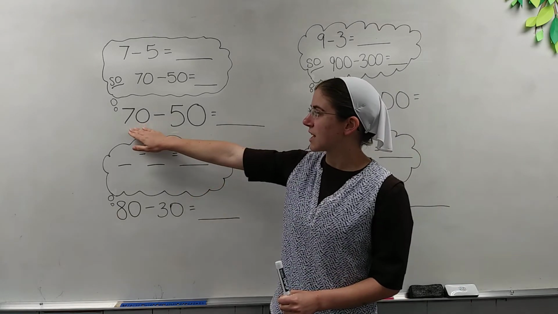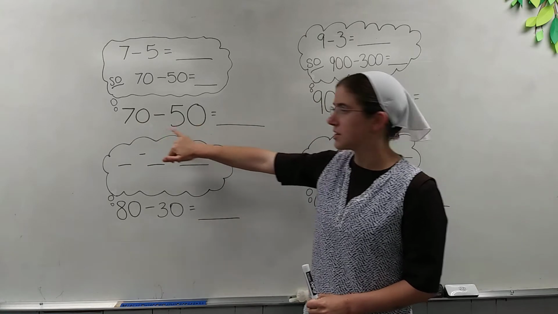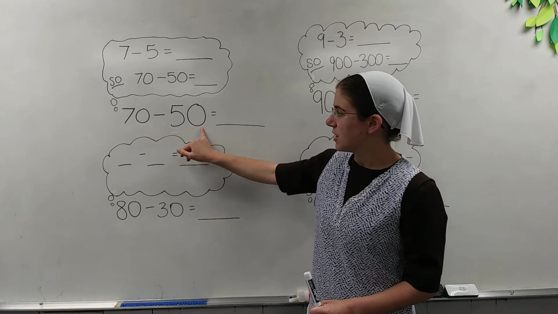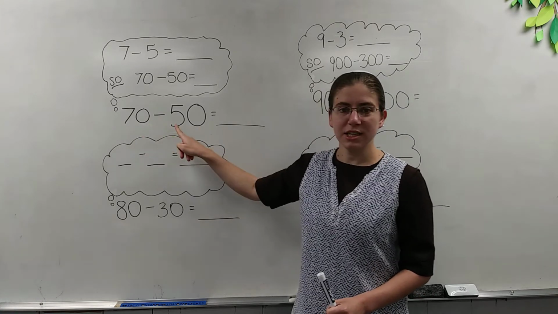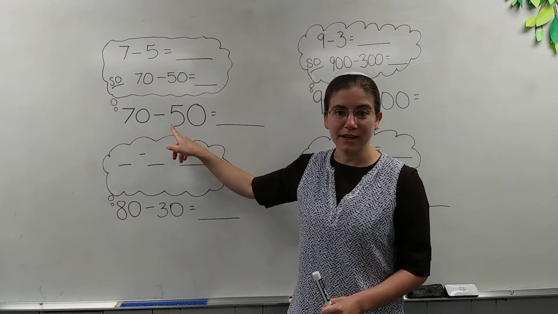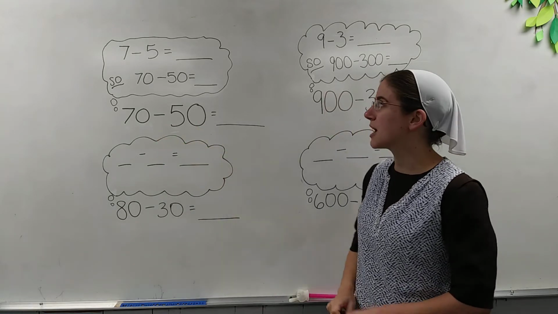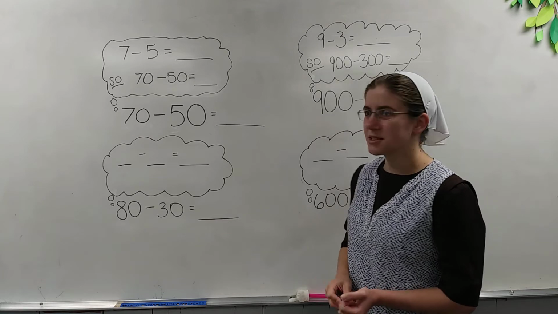So when we subtract tens, when there are zeros in the ones place, there are both zeros here, we can subtract the numbers that are in the tens place. Just like you have been adding the numbers in the tens place, now we're just subtracting them. So it's just the opposite. Subtracting to find the difference.